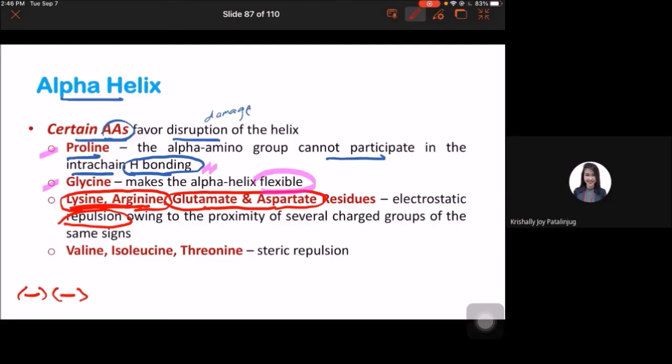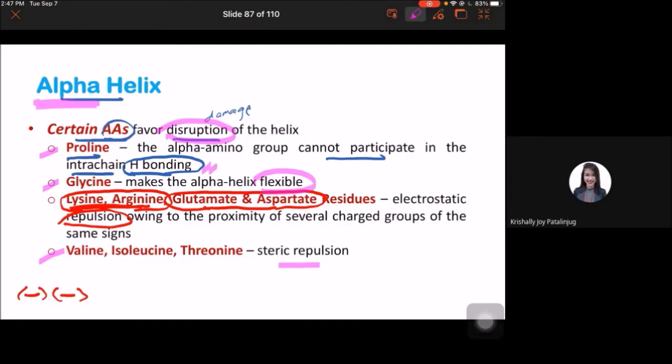And then finally, you have valine, isoleucine, and threonine. So this amino acid naman, they cause steric repulsion, causing disruption of the alpha helix. So taken all together, ito ang amino acids that do not participate in alpha helical formation.